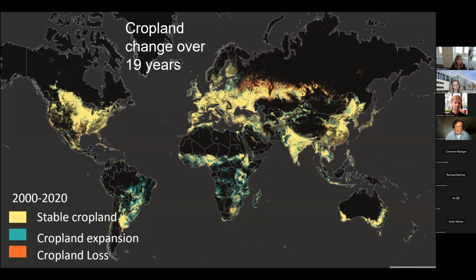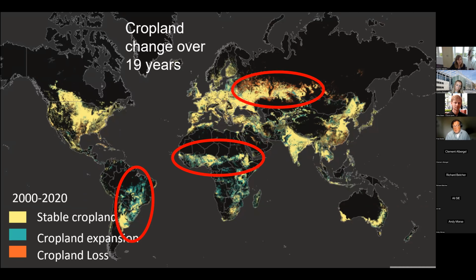We talked already about it, and it was used in Richard's presentation too, on the cropland. Where's crop stable, where's crop expansion, and where's crop loss? You see a lot here in Russia, a lot of crop loss, so actually agricultural land is abandoned. And of course, you see a lot of cropland expansion. You think about the soy in Latin America, and a lot of crop expansion in the whole African dry zone. We talked about it already. Burkina Faso is part of this. There's a lot of increase in population, there needs to be a lot more food, and so there's a lot of expansion.